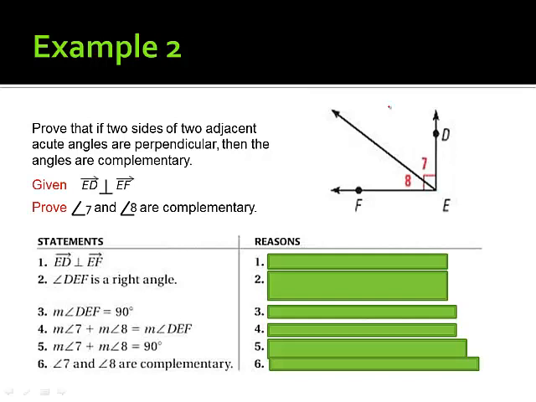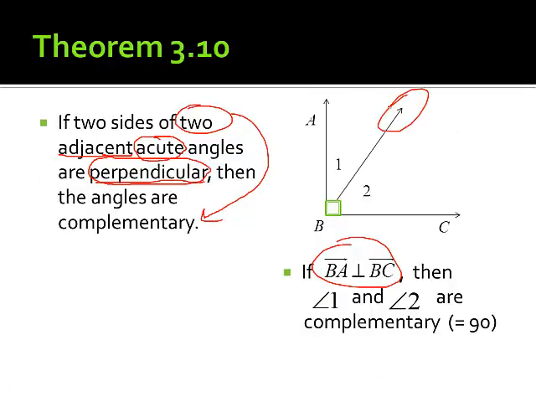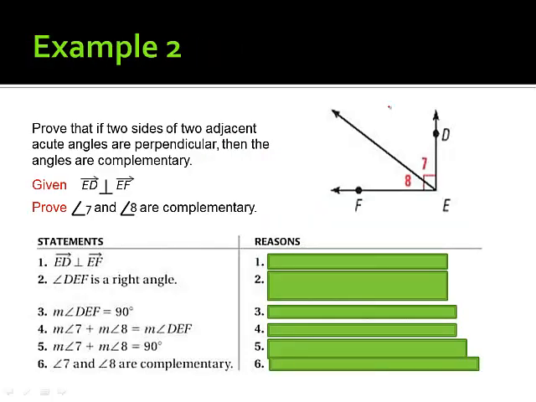Okay, so I have a proof, and right now, again, we're going to fill it in as we go. It states, prove that if two sides of two adjacent acute angles are perpendicular, then the angles are complementary. So we're basically proving Theorem 3.1. So, what do we have to work with? We are given that ED is perpendicular to EF in the diagram. So, that's what we start off with, and we say, that's given.